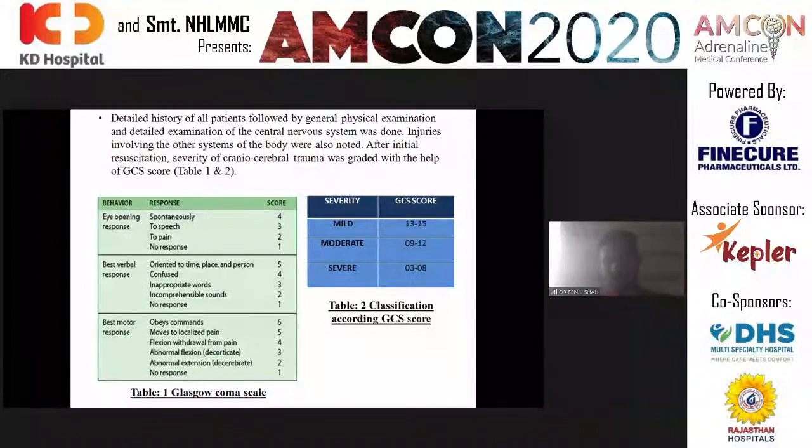Detailed history of all patients followed by general examination and detailed examination of CNS was done. Injuries involving the other system of the body were also noted. After initial resuscitation, severe craniocerebral trauma was graded with the help of GCS score. Table 1 shows GCS grading and the severity: mild, moderate, and severe. Next.